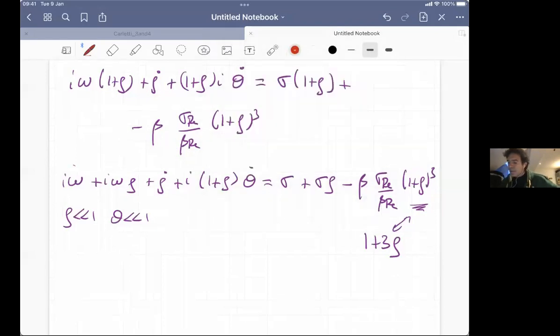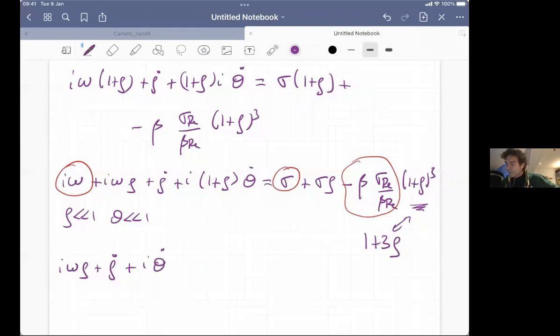This term here, i omega plus sigma minus beta real part of sigma divided by the real part of beta, is 0, because they are exactly the same. It's the definition of omega, which was on the page before. So all these terms sum up to 0, and at the end we end up with i omega rho plus rho dot plus, here again, let me write i theta dot.